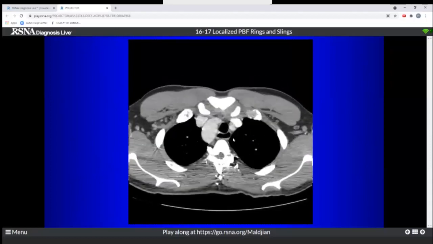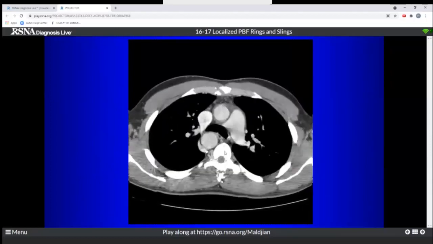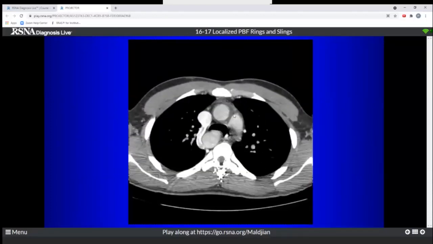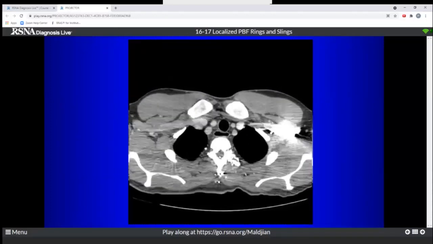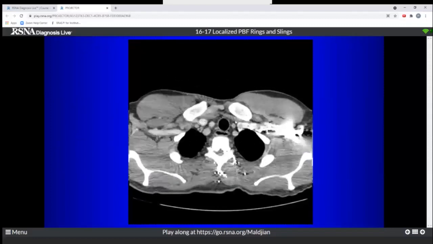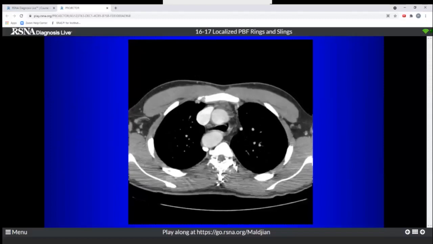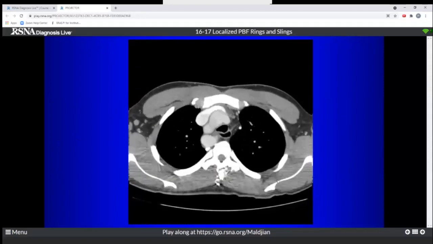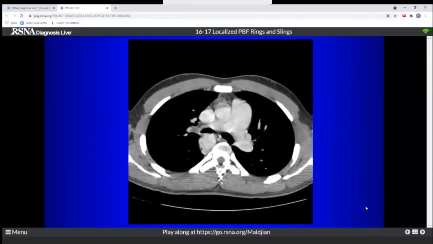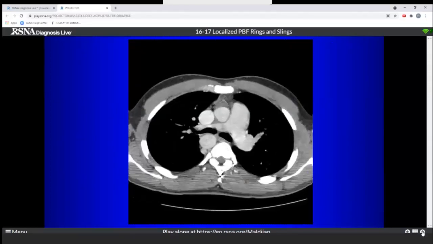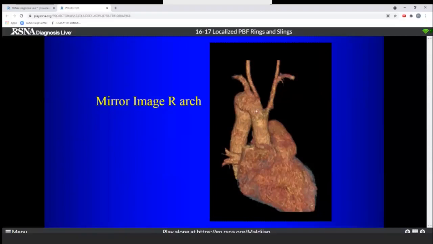And then when we look at the branching pattern here, this turns out to be mirror image branching because the first branch here coming off is the left innominate artery, which will give you the left carotid and the left subclavian, and then you're going to have the right carotid and the right subclavian. So this is a mirror image branching pattern. This patient should have congenital heart disease, but this is an adult with no congenital heart disease. This is a mirror image right arch.